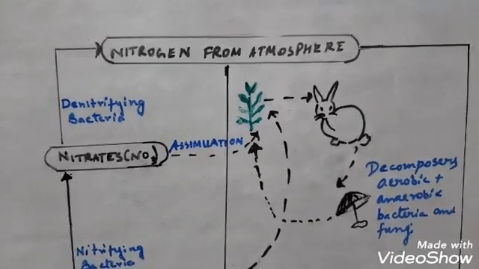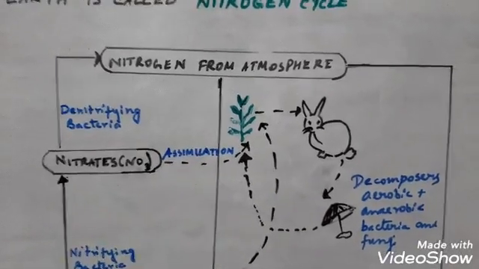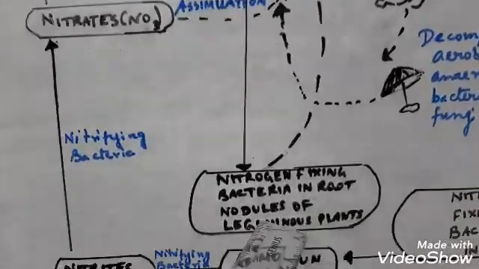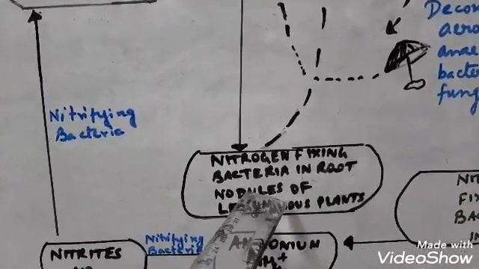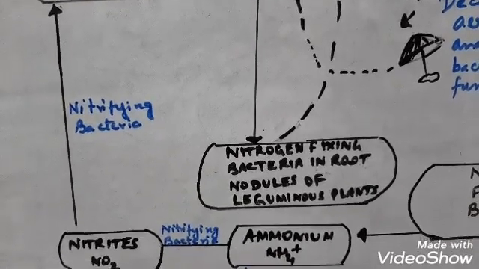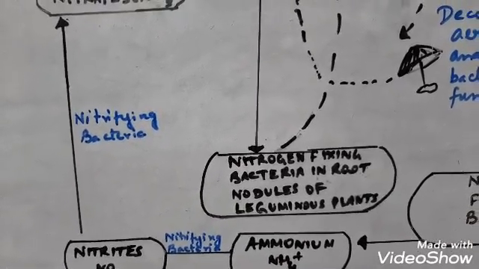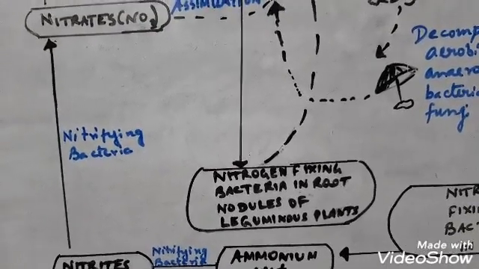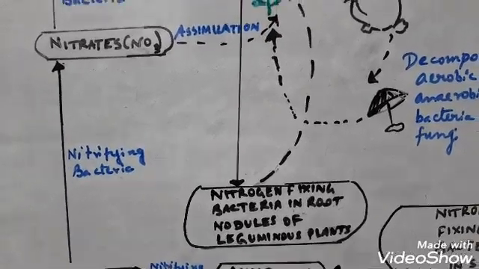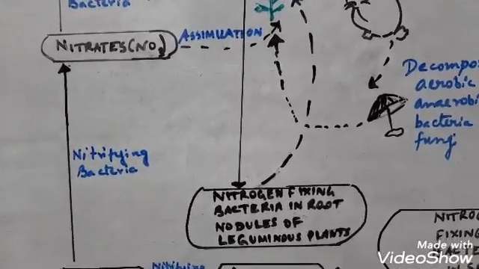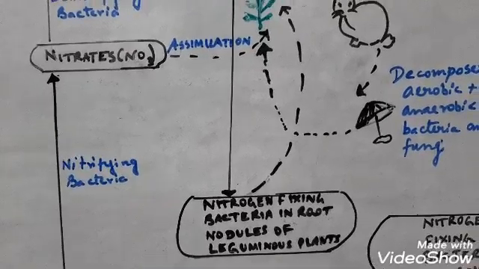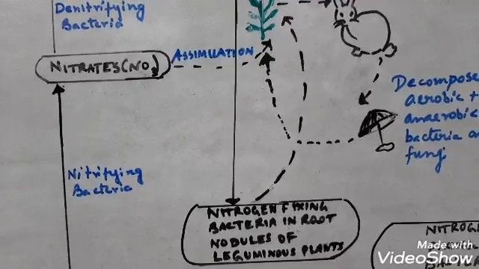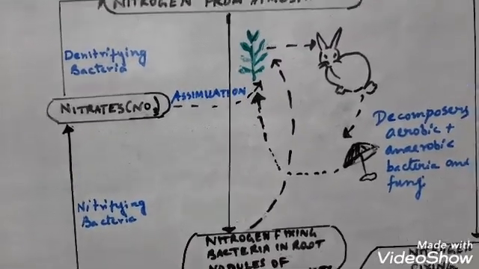Now there are some bacteria called symbiotic bacteria that can fix the atmospheric nitrogen with the help of root nodules. This type of bacteria lives in the nodules, they form nodules in the roots of leguminous plants, and they fix the atmospheric nitrogen and finally convert it into a form absorbable by the plants. So this is about the process of nitrogen fixation in the atmosphere.